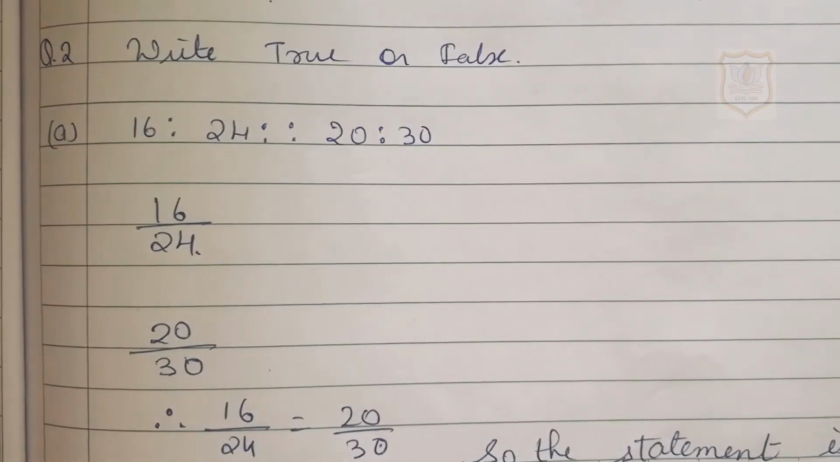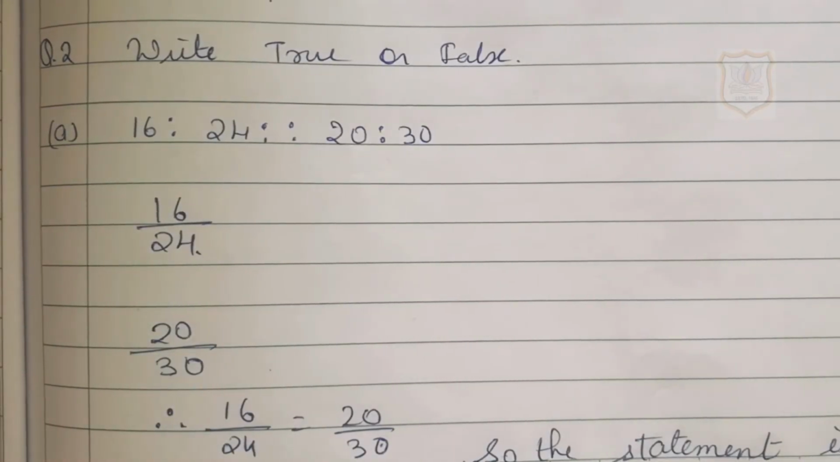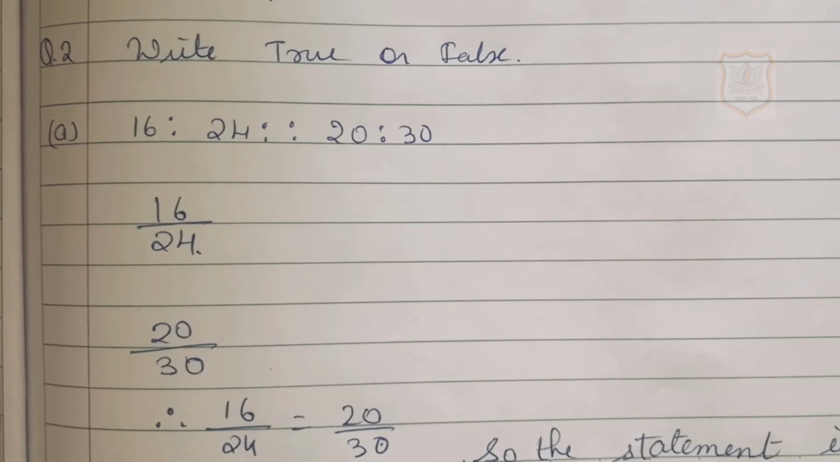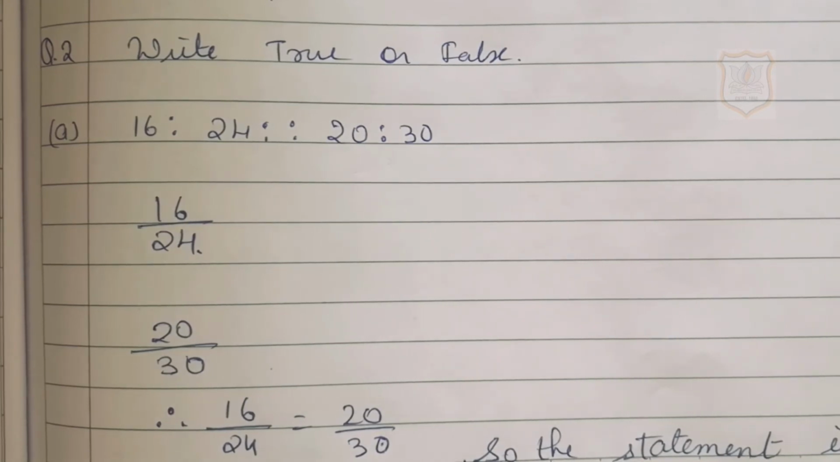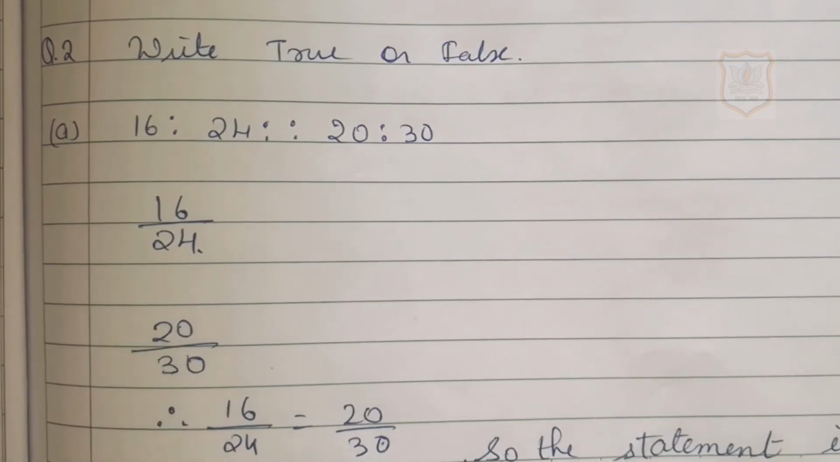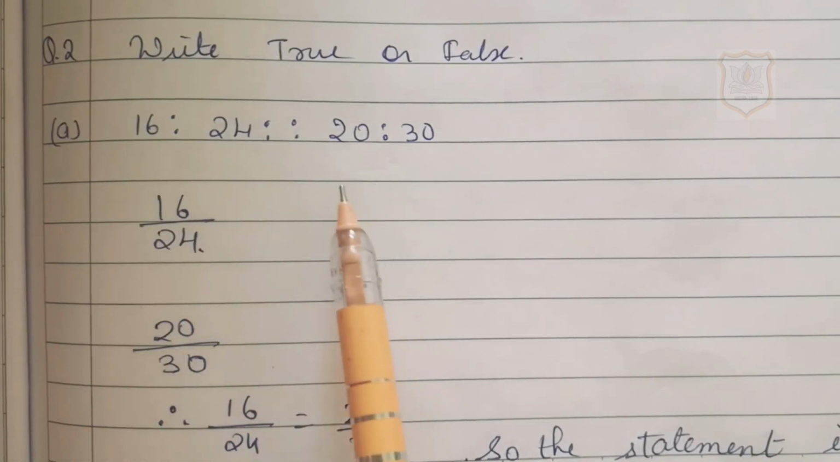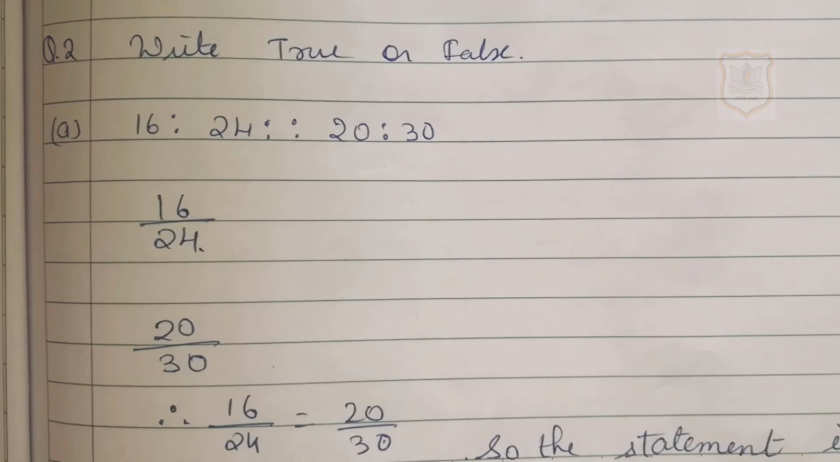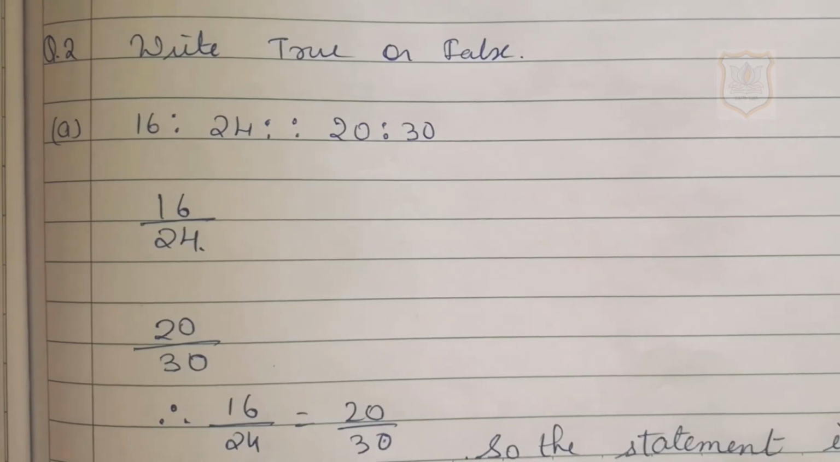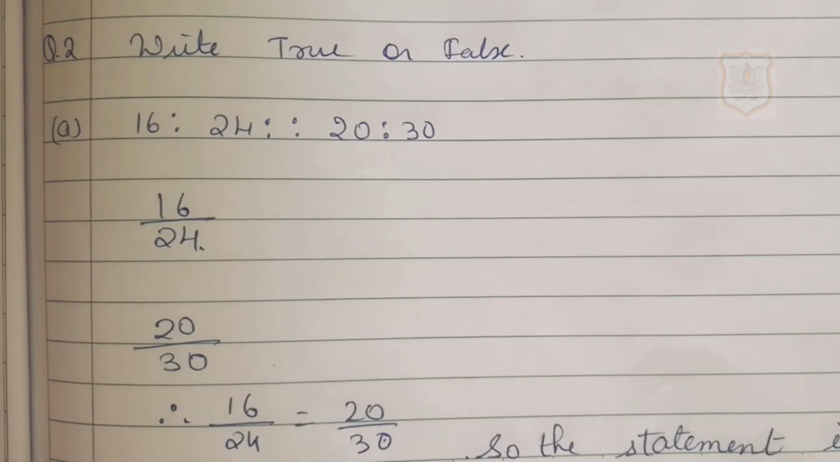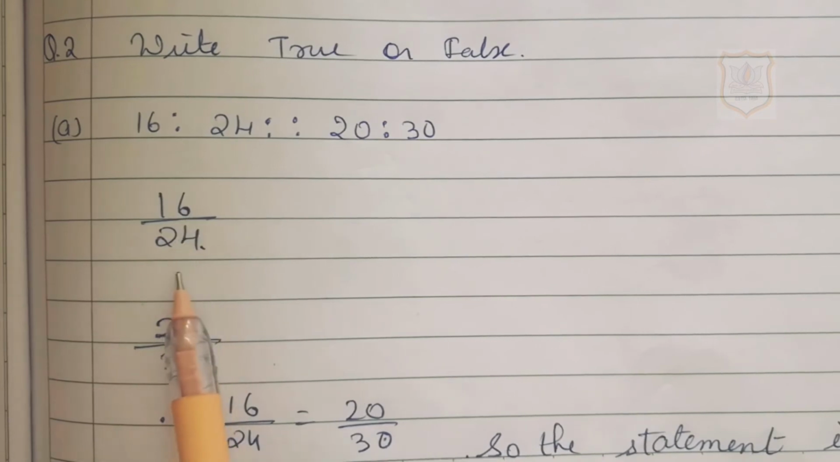Now solution for A part of question number 2. We have to find out whether the two ratios are in proportion or not. So 16 ratio 24 is in proportion with 20 ratio 30. To find out whether these are in proportion or not, first we will find out the simplest form of 16 upon 24.